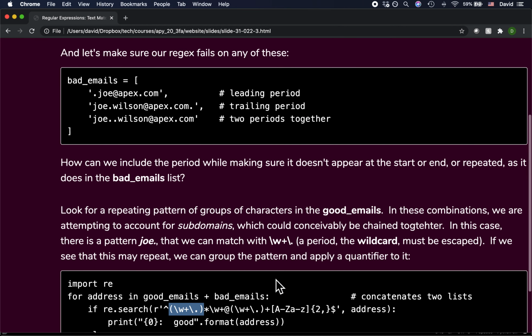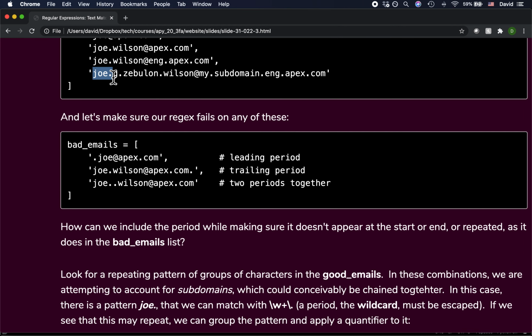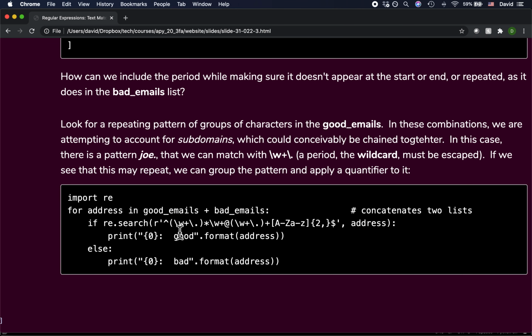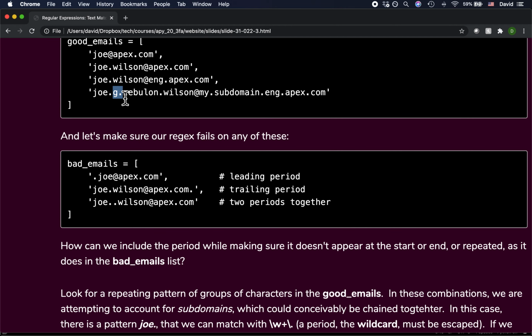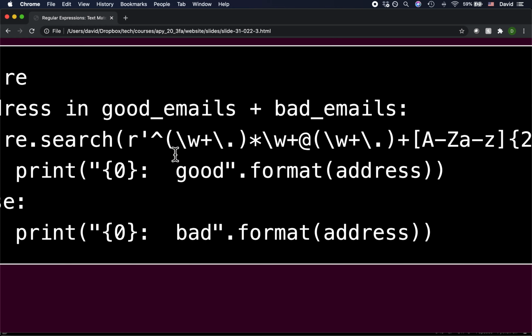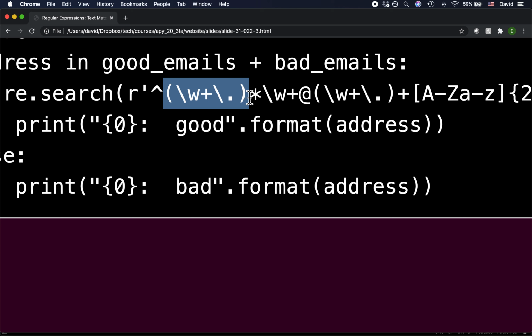Looking at our examples that are supposed to work, you see Joe dot. That would be what this matches: one or more followed by a dot. And there's one of these, two of these, three of these here. And then Wilson at. Let's look at our pattern again. This would be the Joe dot, G dot, Zebulon dot, and we're saying that there may be zero or more of these. Then we're saying Wilson, one or more letters. We're using word characters, we should probably use letters, but we'll leave it at this. And then the @ sign.